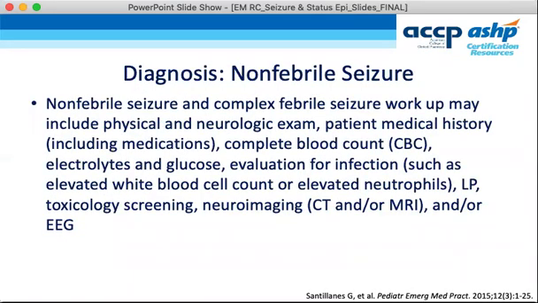A non-febrile seizure and a complex febrile seizure is going to include a more extensive workup. With this, we'll do a physical and neurologic exam, past medical history, including any medications, whether they're prescription, over-the-counter, or herbal, a complete blood count, electrolytes, glucose, evaluation for infection, potentially a lumbar puncture, toxicology screening, neuroimaging, whether it's just a CT scan and/or MRI, and possibly an EEG, depending on capabilities of the institution, if this can be done in the ED observation or inpatient side.